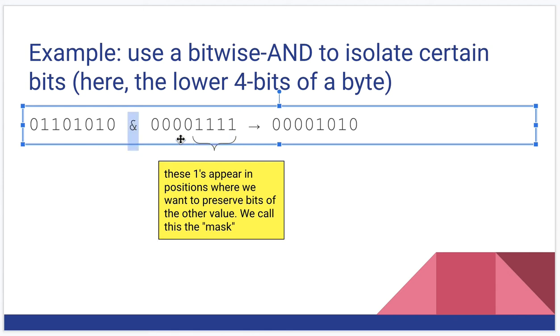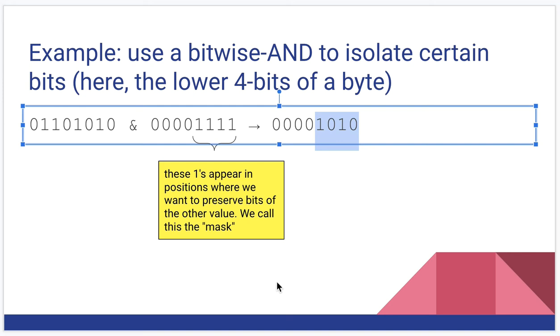So what I can do is AND them with this bit mask. Four zeros, four ones. Everywhere there's a zero, I'm going to zero out my original value. Everywhere there's a one, I am going to preserve those bits. So out of my original 0, 1, 1, 0, 1, 0, 1, 0, the 1, 1, 1, 1s ANDed with it just bring those into my result.